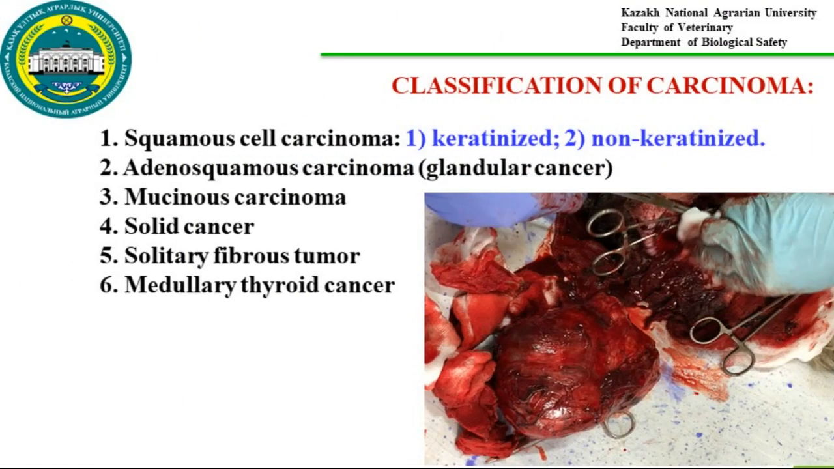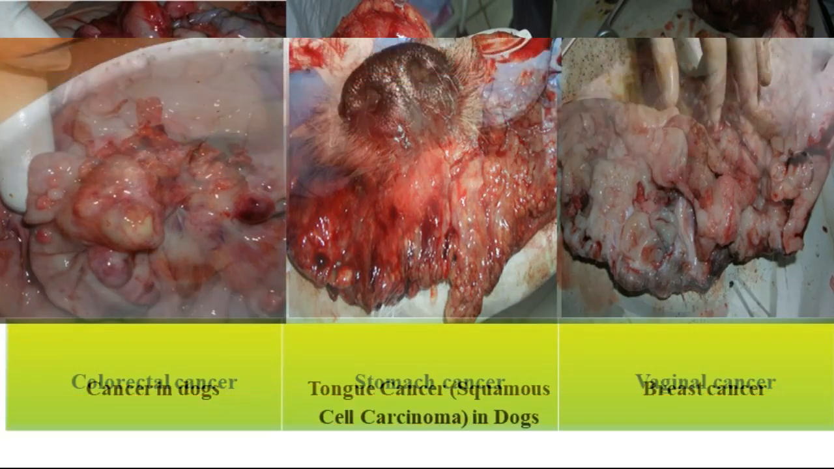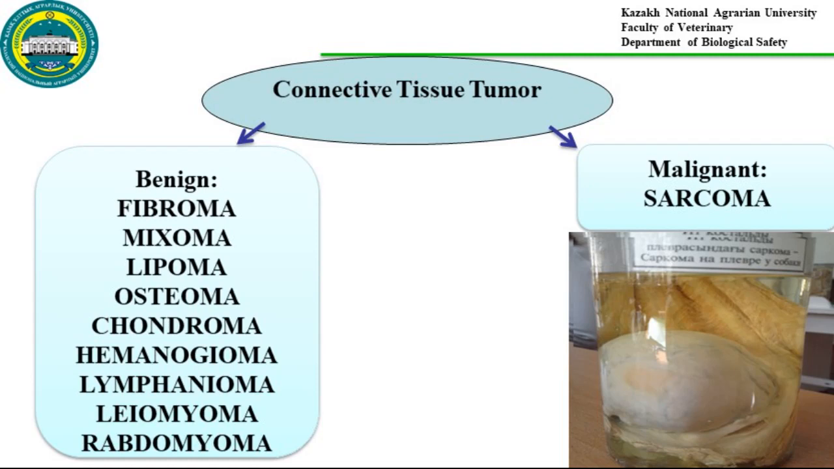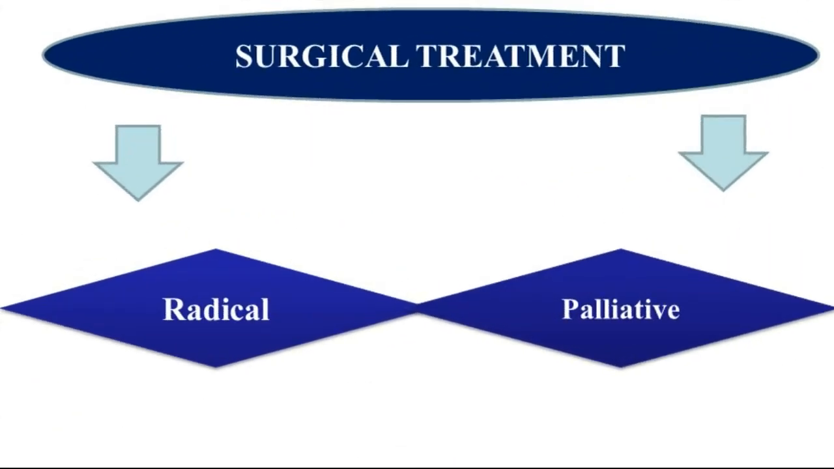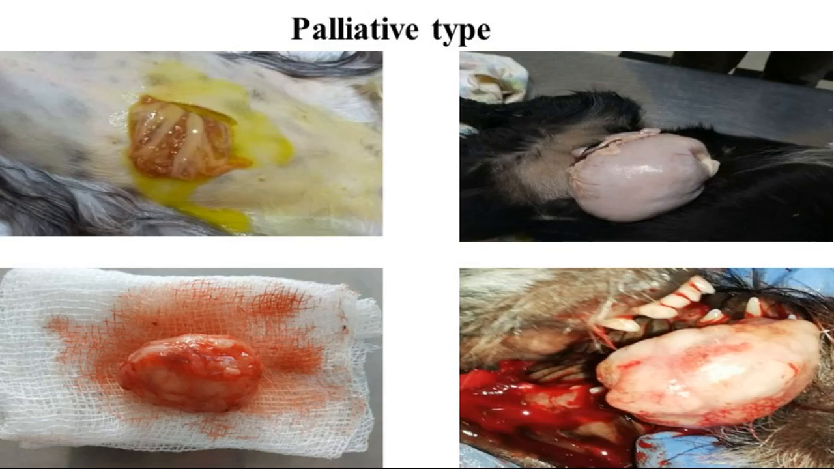Next, classification of carcinoma. Squamous cell carcinoma: 1. Keratinized, 2. Non-keratinized. Adenosquamous carcinoma, mucinous carcinoma, solid cancer, solitary fibrous tumor, medullary thyroid cancer. Next, in the drawing you can see colorectal cancer, stomach cancer, vaginal cancer, cancer in dogs, breast cancer. Connective tissue tumors: benign fibroma, myxoma, and others; malignant sarcoma. Surgical treatment: radical and palliative. Radical type photo and palliative type photo.